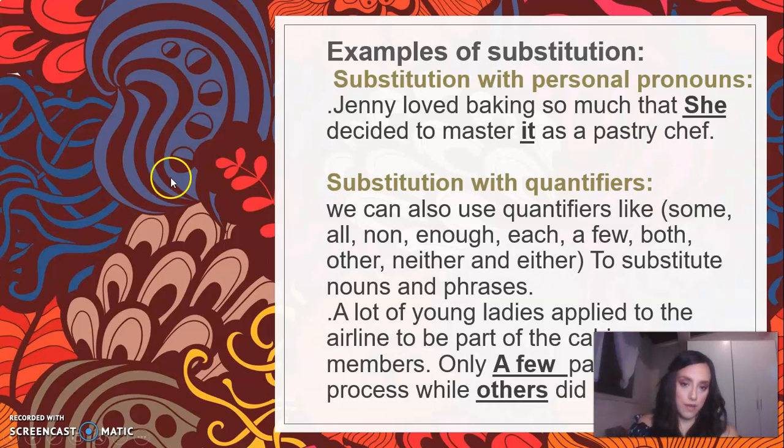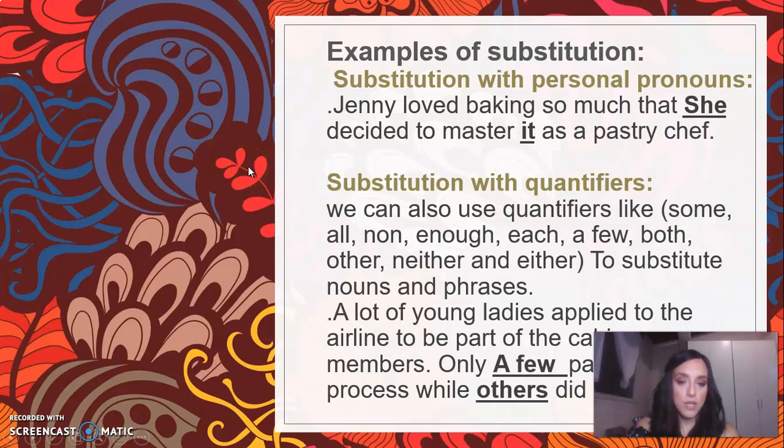Substitution with personal pronouns. Here, the first one says, Jenny loved baking so much that she decided to master it as a pastry. Here I am replacing she and it. I'm replacing the noun Jenny and baking by she and it.